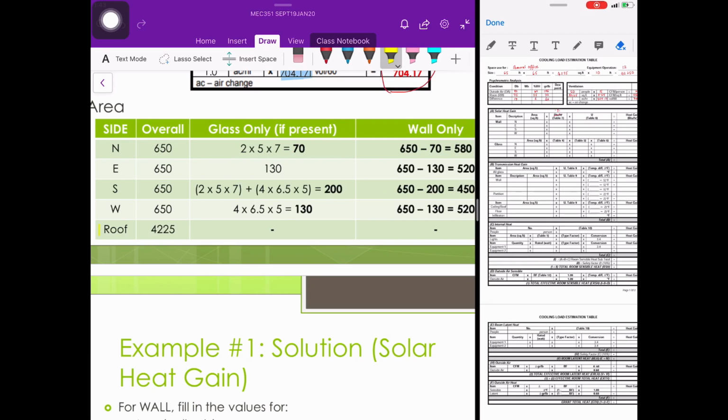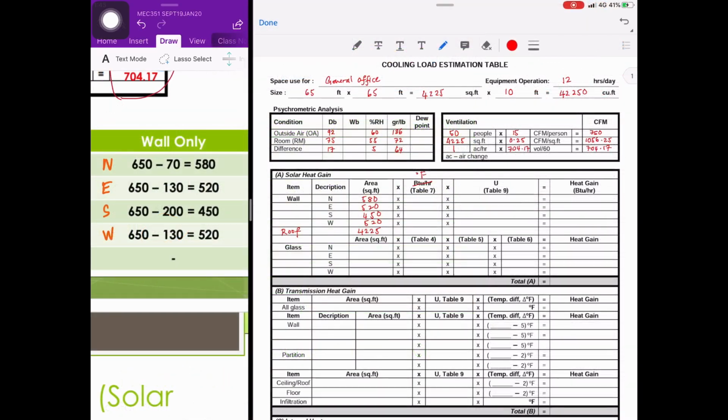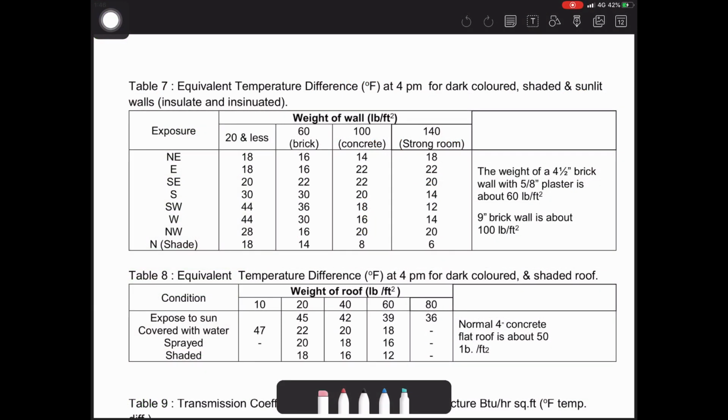And for the area for the roof, normally we are going to take is equal to the floor area. Now we are going to refer to table 7 for the temperature difference. As mentioned from the question, the material for the wall will be 4.5 inches brick wall that is approximately equal to 60 pounds per square feet of weight. Now we are going to refer to the 60 pounds per square feet, and the value will be taken for that respective sides of the wall that is exposed to the sun. So in our case we have north, east, south, and west.